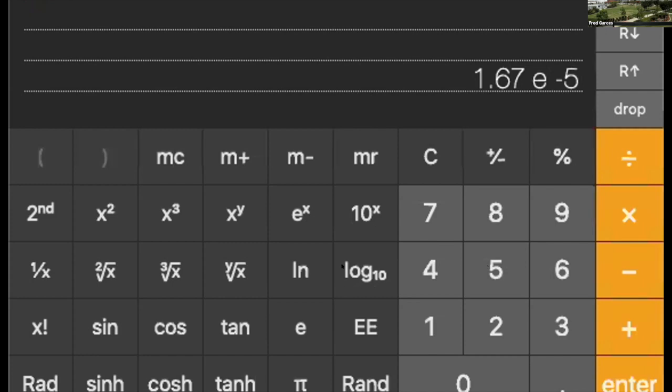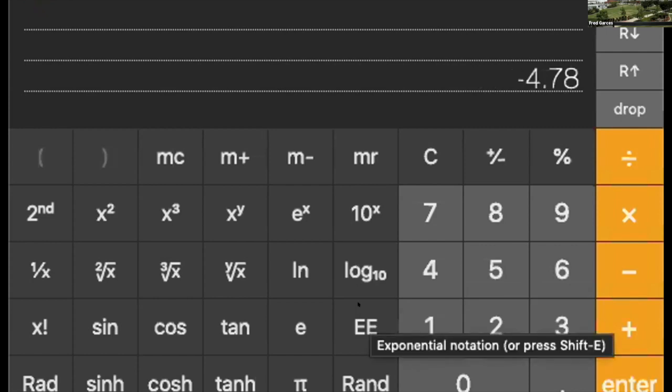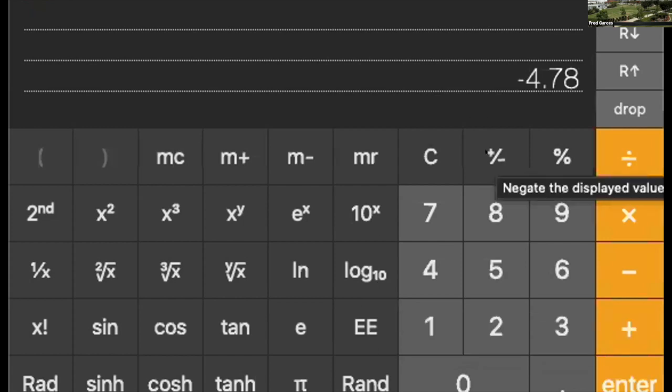So I'm just going to hit this. This is a log base 10. And when I do that, you see it's a negative 4.78. I need to make that the negative. So that right there is the pH of 1.67 times 10 to the minus 5. You notice the exponent's minus 5.